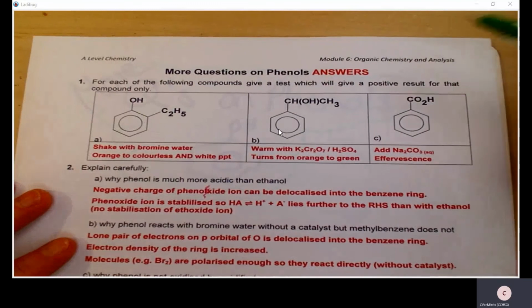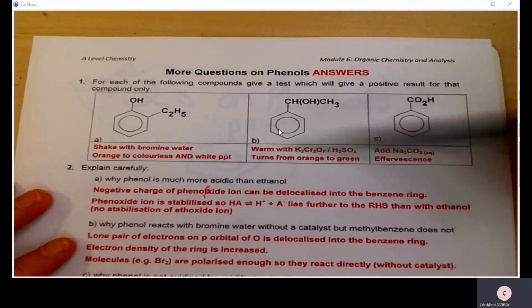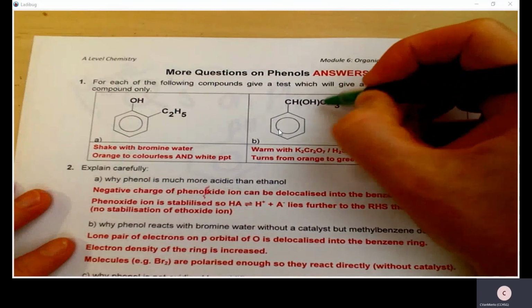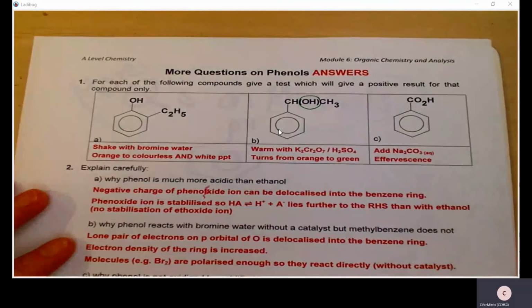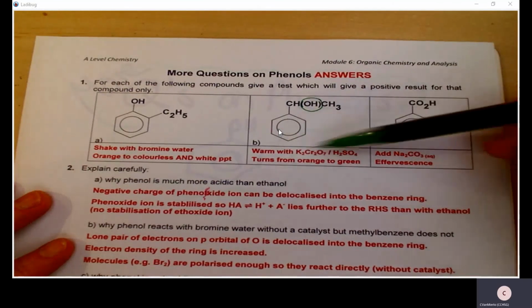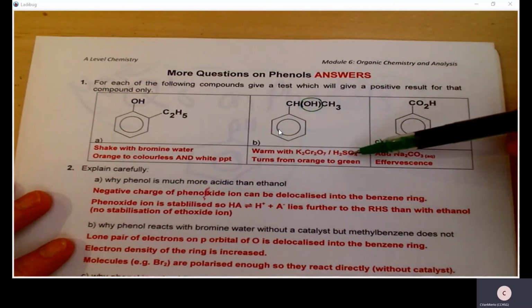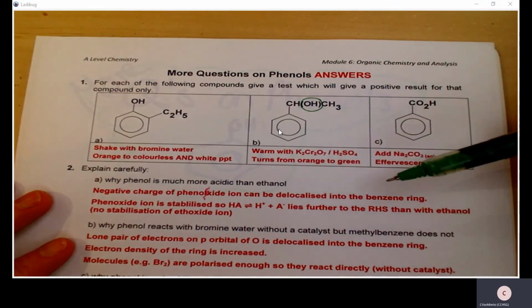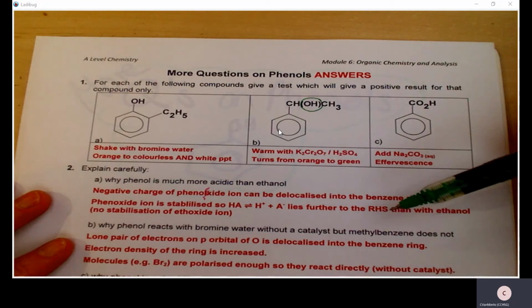With B, having a look along here, we've got our secondary alcohol group here. So we can oxidize that. We can't oxidize anything else here. So we're going to warm with acidified potassium dichromate, and that will turn from orange to green. So make sure you give these changes, what it was before and what it turns to.